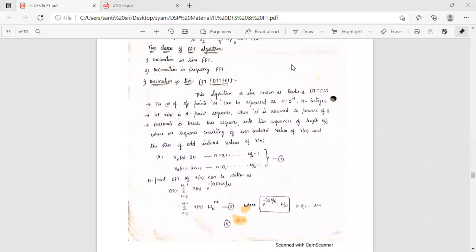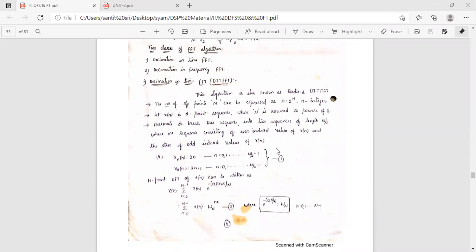This algorithm is also known as the radix 2 DIT FFT algorithm. The number of output points N can be expressed as N equal to 2 power m, where m is an integer. Let x of n be an N point sequence, where N is assumed to be a power of 2. Decimate or break this sequence into two sequences of length N by 2, where one sequence consists of the even indexed values of x of n and the other of the odd indexed values of x of n.